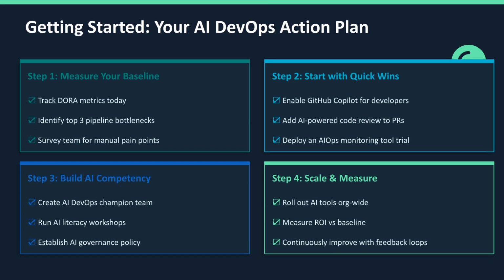Your AI DevOps action plan begins by measuring your DORA baseline and identifying bottlenecks. Then, deploy quick wins like Copilot and AI code review. Finally, build competency with training and scale the tools org-wide, continuously measuring ROI.